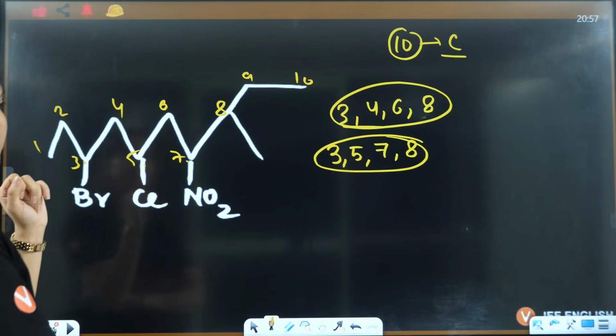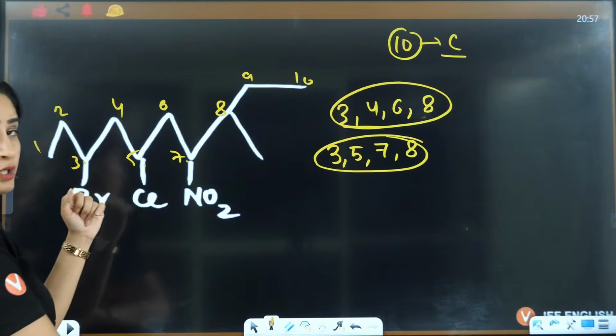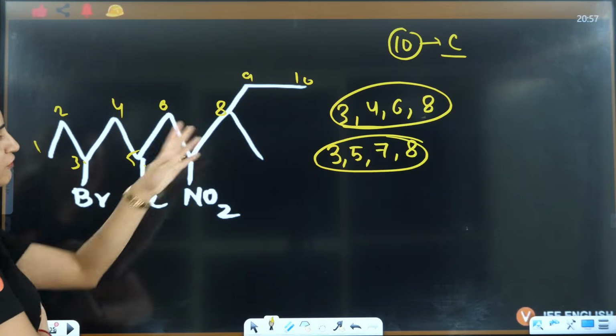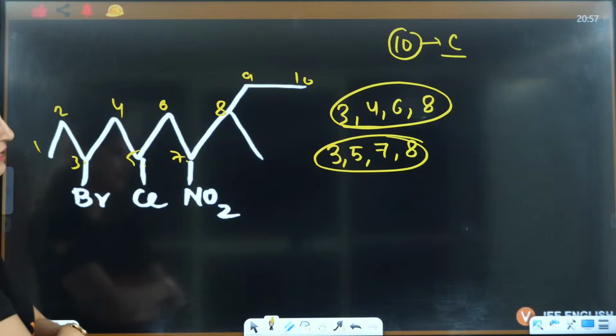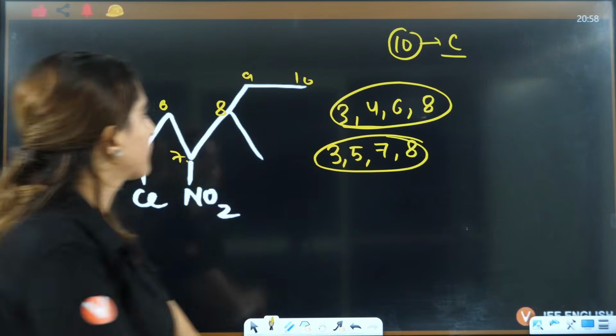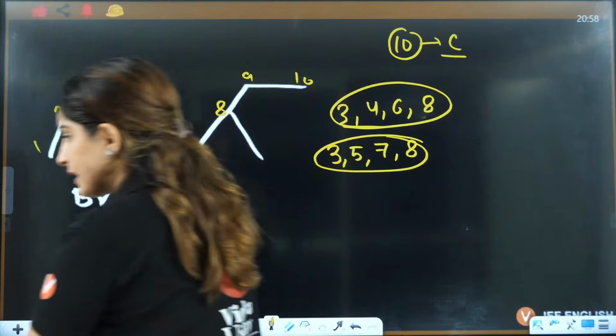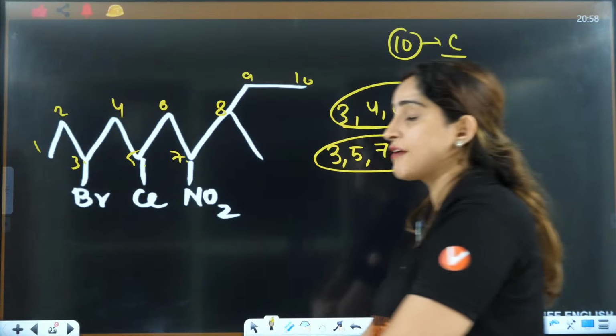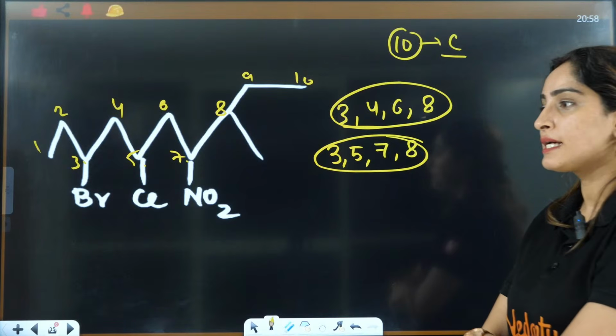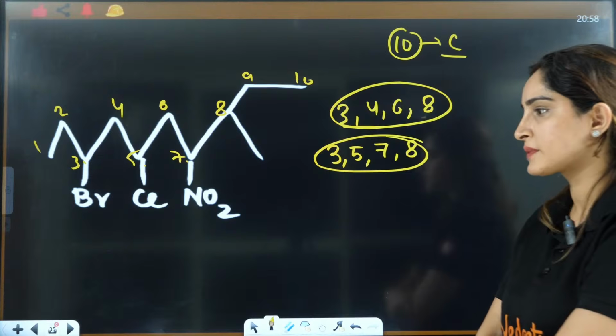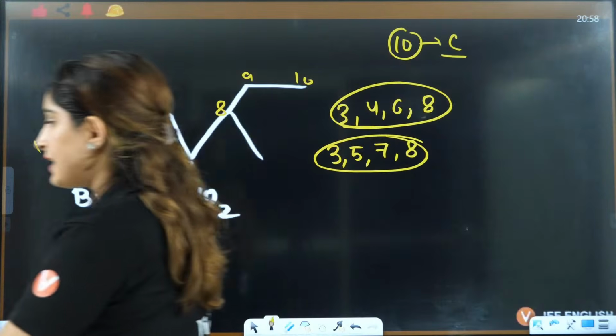Now we are getting two options. If I start from here, I will give bromo the lowest number. Here I will give methyl the lowest, right? So what should I choose here? When you have this kind of confusion, what will you choose? Anybody? 3, 5, 7, 8 or 3, 4, 6, 8? Yes, students? Anybody in the chat box?